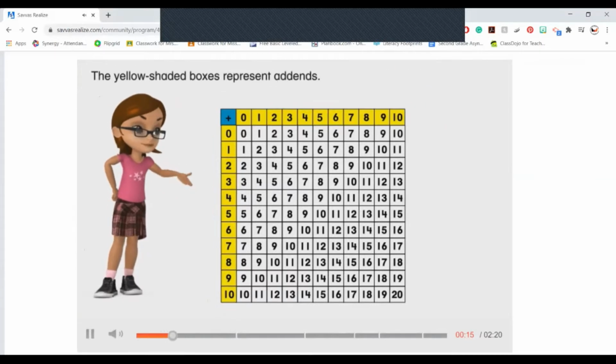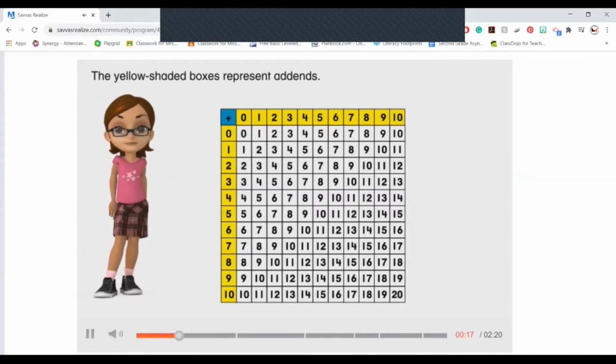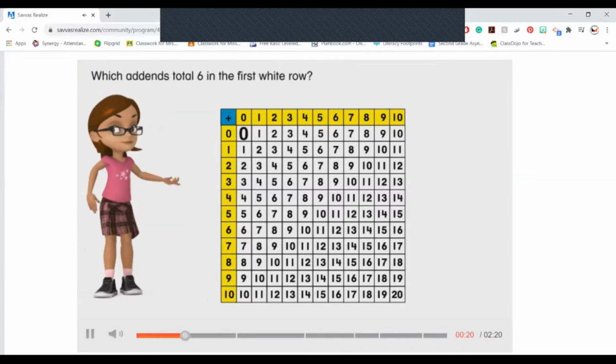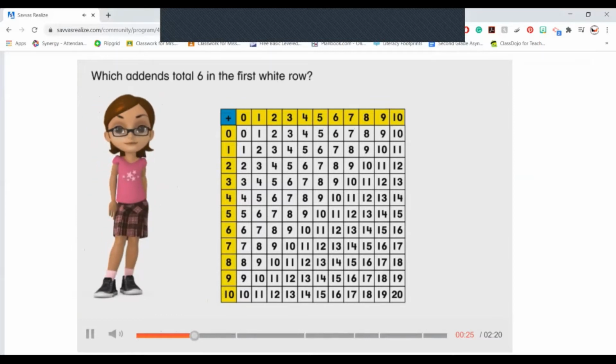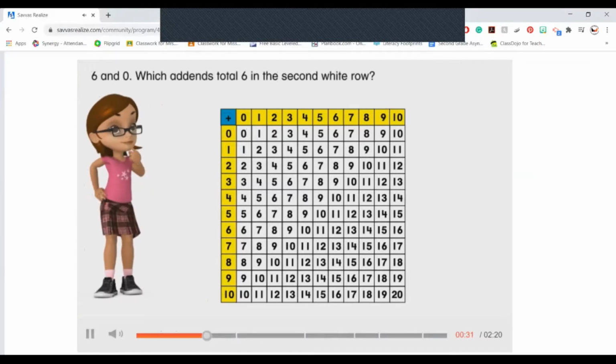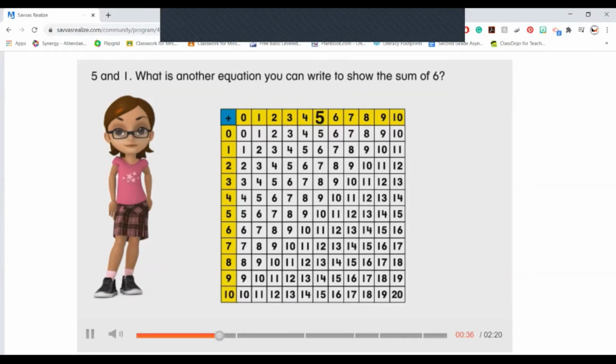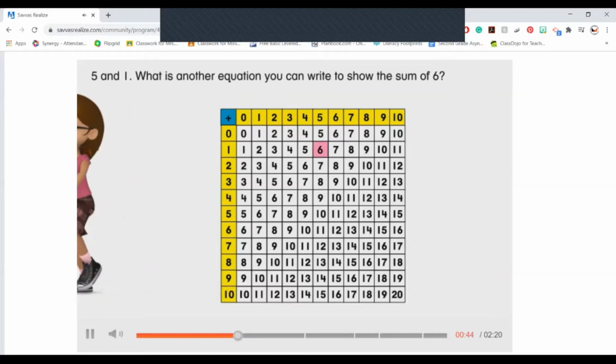The yellow shaded boxes represent addends. Which addends total 6 in the first white row? 6 and 0. Which addends total 6 in the second white row? 5 and 1. What is another equation you can write to show the sum of 6? I see 4 plus 2 and 3 plus 3.